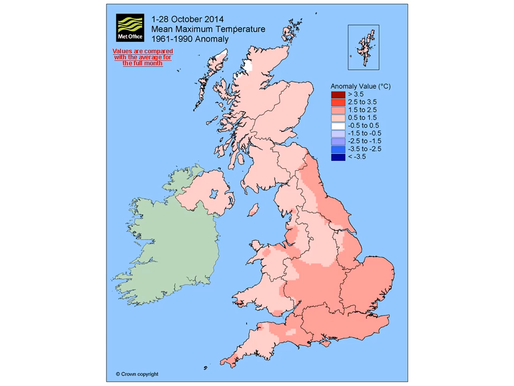Just taking a look at the October mean maximum temperatures. This is how things shaped up to the 28th of the month. And you can see how it was the east and the south that saw the warmest of conditions. 2.5 degrees Celsius above normal here, and warm towards the west as well. 1.5 degrees Celsius above normal there.